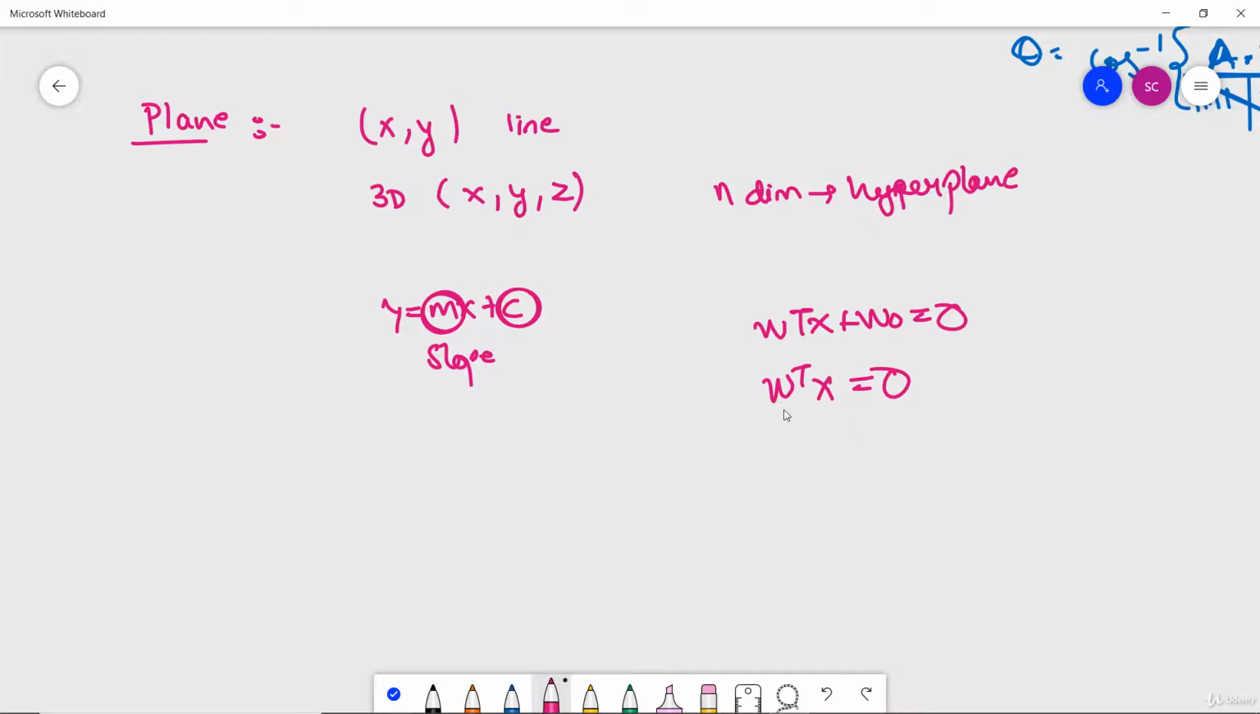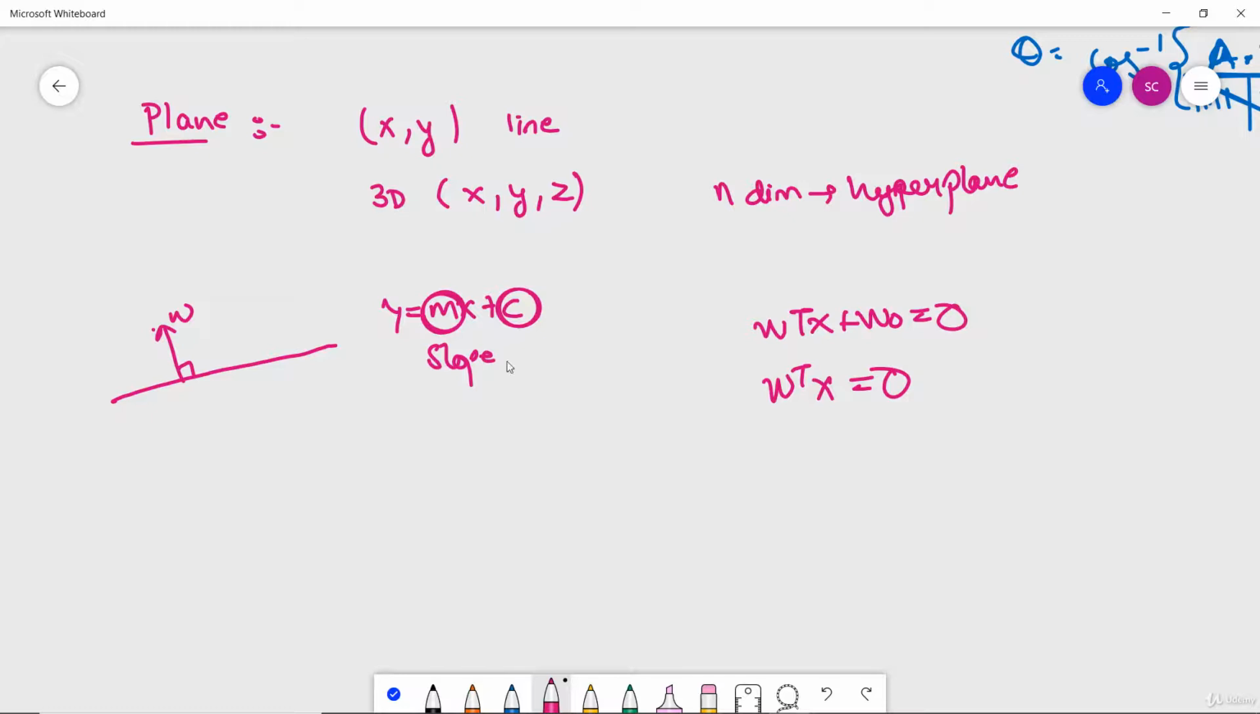Here we are using w transpose because by default w is represented as a column vector. We convert it into a row for the multiplication. So the normal to the plane is represented by a vector perpendicular to the plane. Like this you can say this is a plane, and here this is a vector. So w is a vector which is perpendicular to this plane.